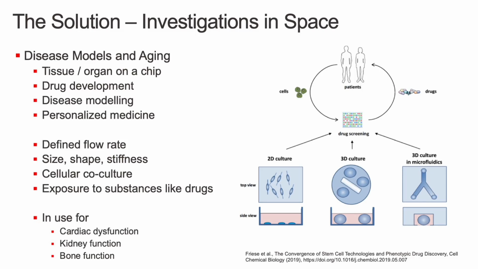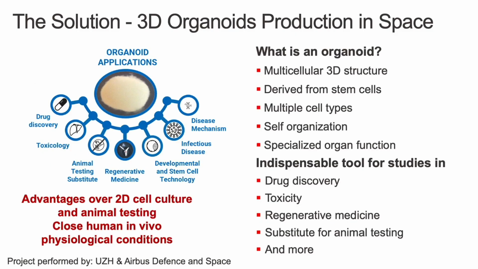Tissue and organ-on-a-chip platforms represent new opportunities to grow tissue-like structures in 3D and to expose these structures to different substances and conditions. These platforms have been already used for studies of cardiac dysfunction, kidney and bone function. There is currently a big effort to address the wide field of tissue transplantation and personalized medicine with organoids.